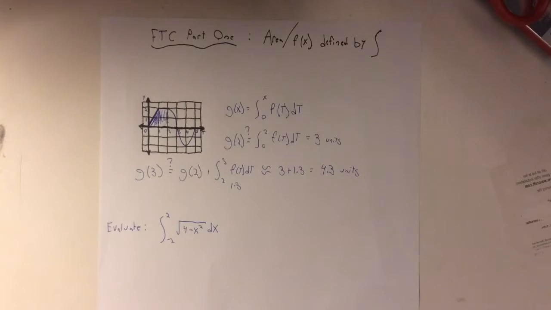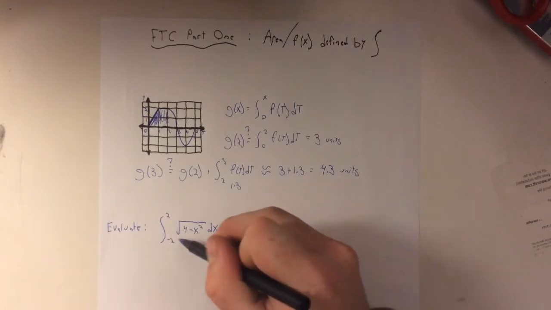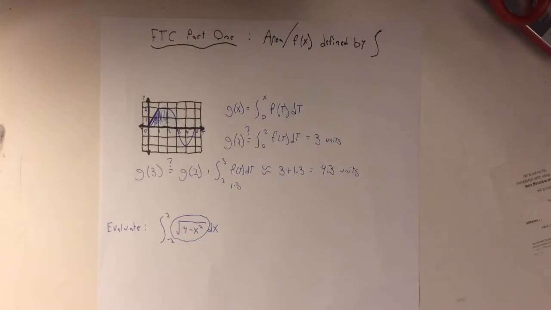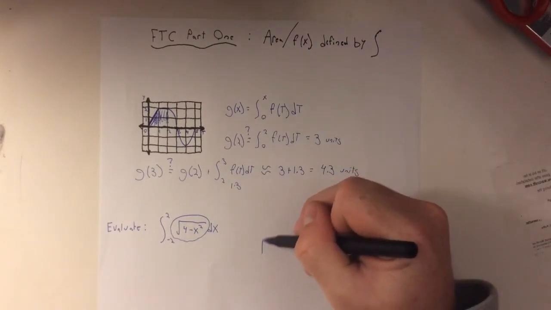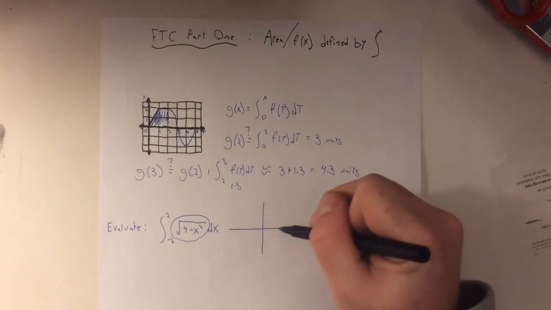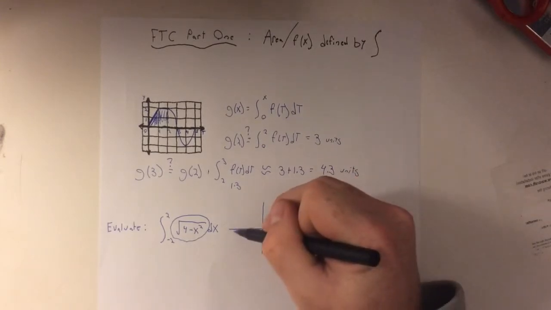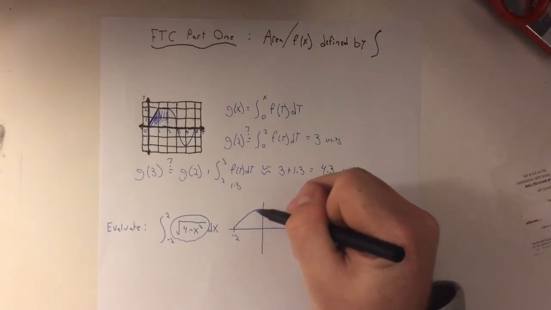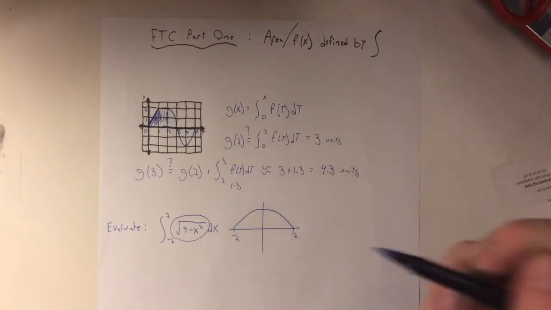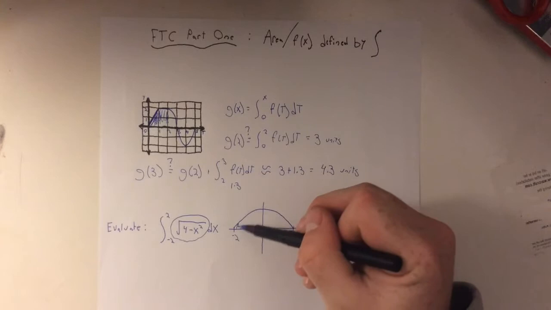All right, the next kind of question you might be asked, dealing with the fundamental theorem of calculus, part 1, is you'll be given an integral from, let's say, -2 to 2, in this case, of the square root of 4 minus x squared. Now, this should look familiar to us because it's a circle with radius 2. So, essentially, here's our graph. Here's 2. Here's -2. And here's our semicircle here. And it's asking us to find the area of this.